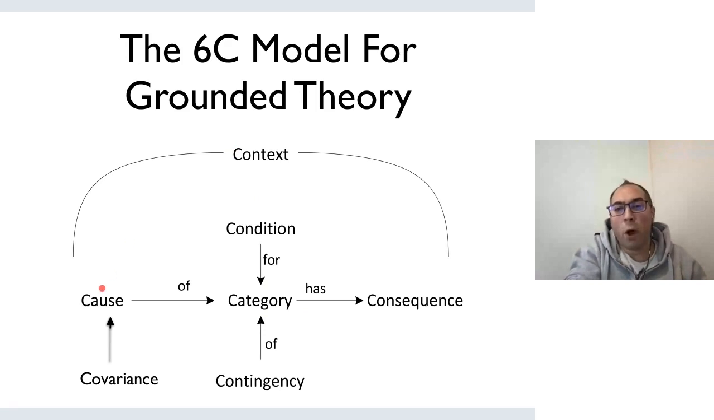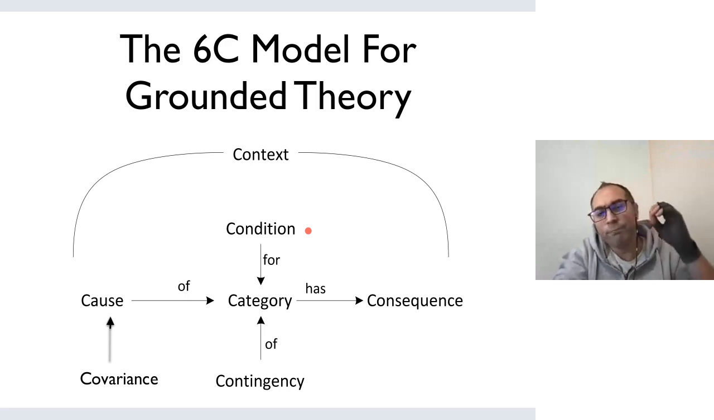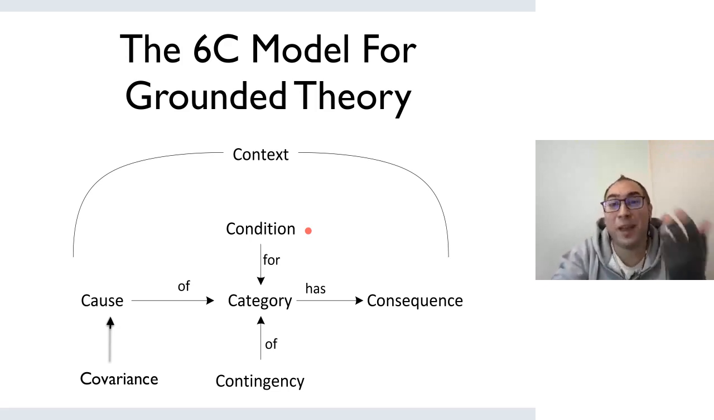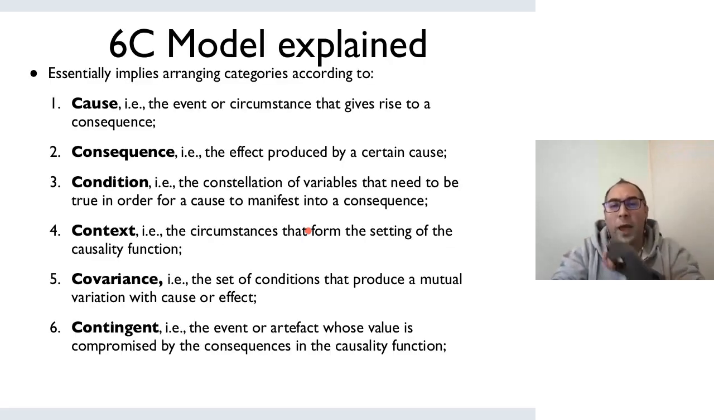Now, there are probably different categories around it that will describe the context, the condition, the consequence, the contingency, the cause, covariance. I encourage you to go and take a look at these again, because this exercise is exactly what will eventually lead you to come up with a theoretical model that explains something, that does something in action. Okay, let's move forward.